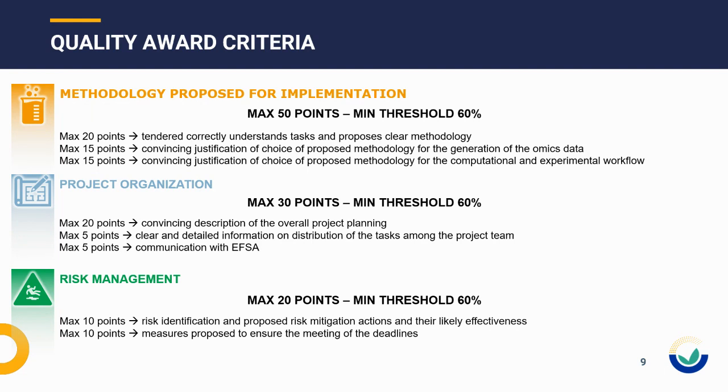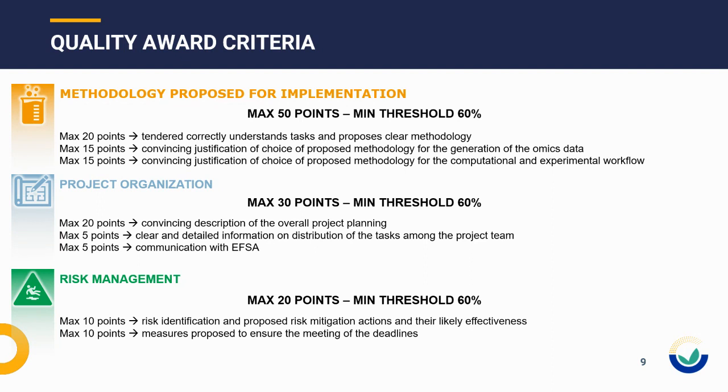There are 3 criteria evaluated in the proposals. The methodology proposed for implementation, with a maximum of 50 points and a minimum threshold of 60%. The project organization, with a maximum of 30 points and a minimum threshold of 60%. And the risk management, with a maximum of 20 points and a minimum threshold of 60%.